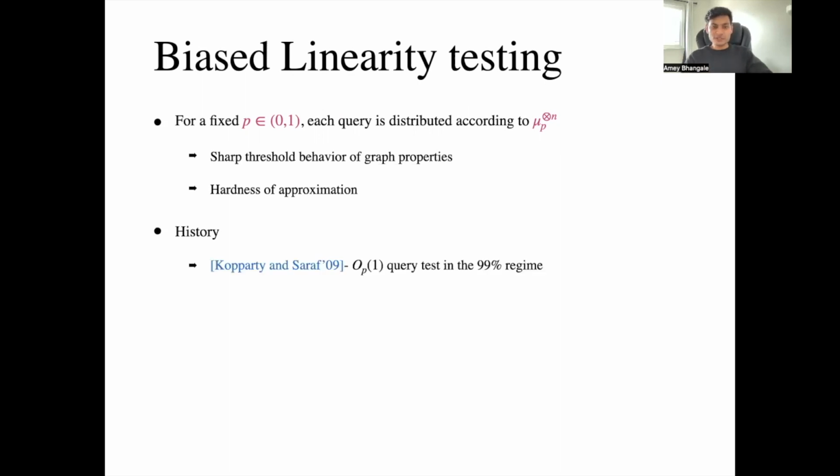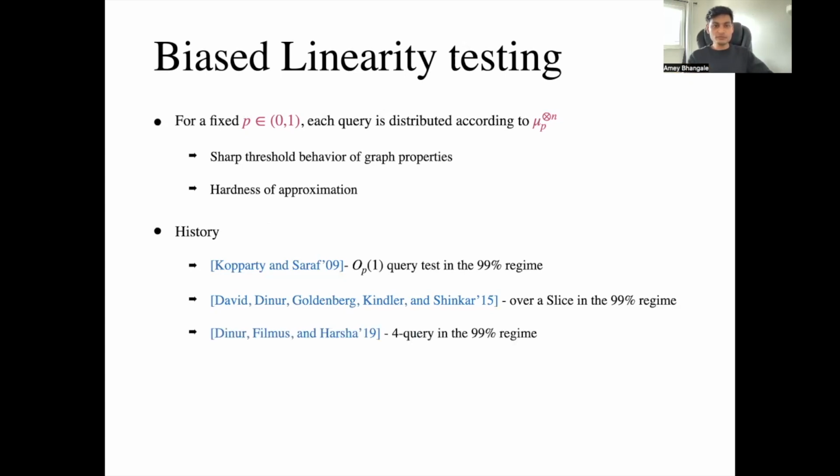Just a bit of history about linearity testing where each query is distributed according to the p-biased measure. Kopparty and Saraf gave a constant query test in the 99% regime. Then David, Dinur, Goldenberg, Kindler, and Shinkar gave a linearity test over a slice, which you can think of as similar to a p-biased measure, where each query has a fixed number of ones in it. They also gave a linearity test on a slice, but in the 99% regime. Then recently, Dinur, Filmus, and Harsha gave a four-query p-biased linearity test under the 99% regime. In fact, their result is more general. They give a test whose query complexity is 2 to the d plus 1, and it is a test for degree d functions. If you apply that result to linear functions, then you get a four-query test under the p-biased distribution.